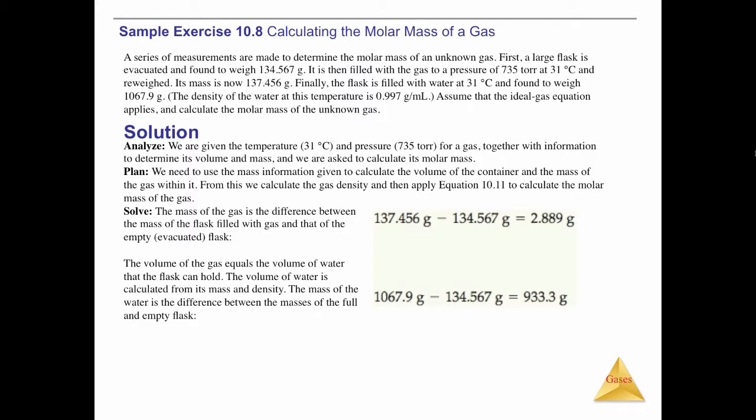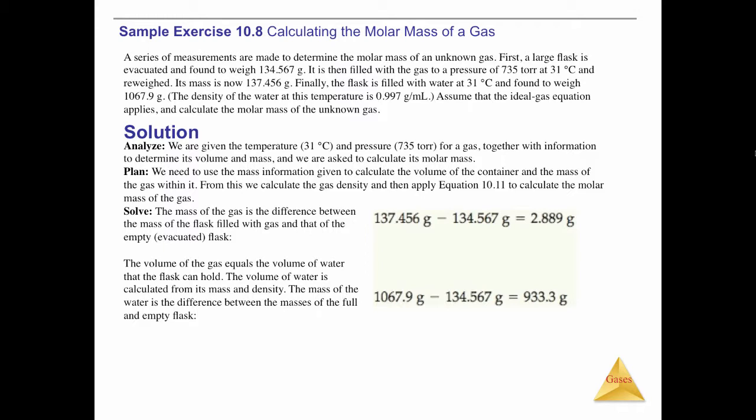So the mass of the gas is the difference between the mass of the flask filled with the gas and when it's empty. So the first weight is 137.456. That is the flask with the gas in it. And the second mass, 134.567, is the completely evacuated flask. There's nothing in it. So the mass of our gas is 2.889 grams. The volume of the flask, or the volume of the gas, will equal the volume of water that's in the flask, because a gas will take the shape of its container. So the volume of gas is the volume of the container.